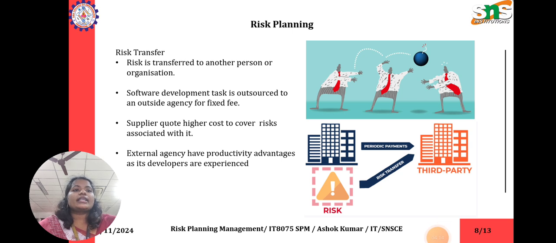The next one is risk transform. Risk is transferred to another person or organization. For example, software development risk is outsourced to an outside agency for a fixed fee. Suppliers quote a higher cost to cover the risk associated with it. The external agency may have productivity advantages as its developers are experienced.